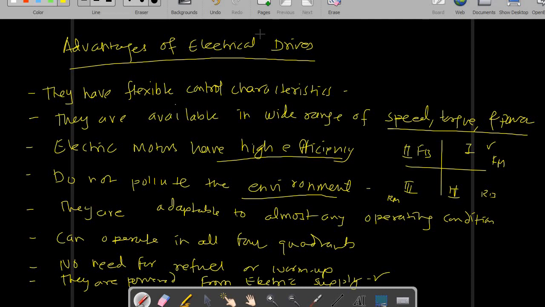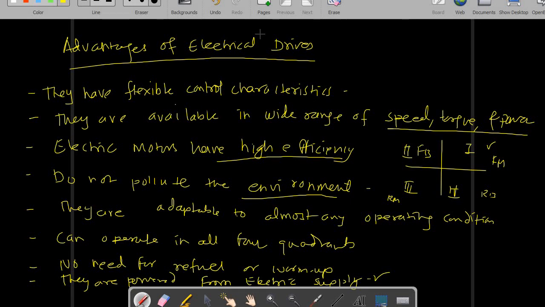And also we have seen a block diagram of an electrical drive. This block diagram includes source, power modulator, motor, load, sensing unit and control unit. And very first we have seen what is a drive and what is an electrical drive. Systems employed for motion control are called drives, and drives employing electric motors are known as electrical drives.